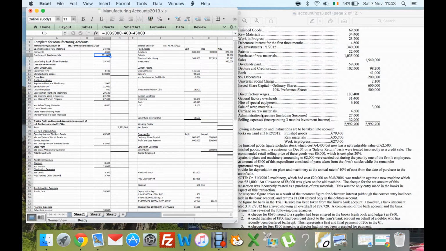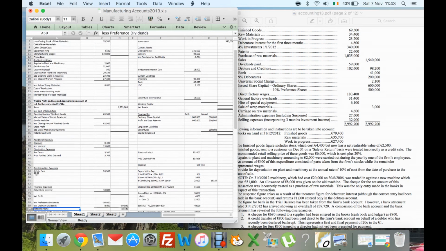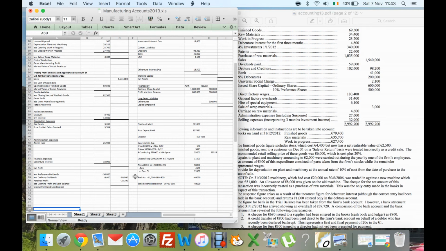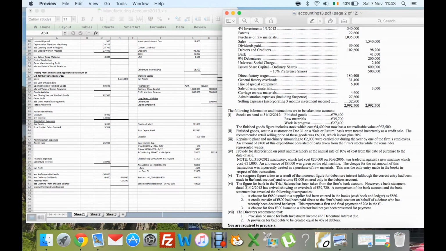Administration, we've dealt with the suspense. I'm just quickly making sure we've put administration expenses in there. We have. Selling expenses, incorporating the 3 months investment income. So that should have been in there. So I obviously didn't put that in when I dealt with it. Depreciation. No, did I not deal with my suspense? Suspense figure, debenture interest, all the correct figure. Depreciation.